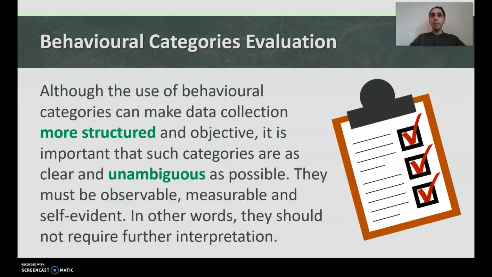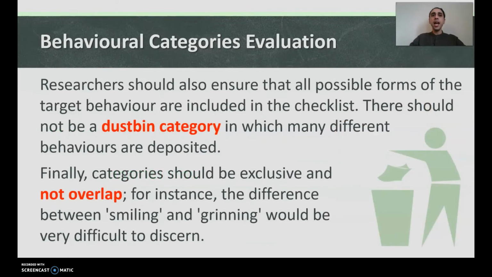So one good thing about behavioral categories is that you can create your behavioral categories to be clear, observable, and measurable. However, researchers should also ensure that all possible forms of target behavior are included in the checklist, okay? So all of the behaviors you want to observe or you're assuming may come up, they need to be in your checklist. There should not be a dustbin category in which many different behaviors are deposited.